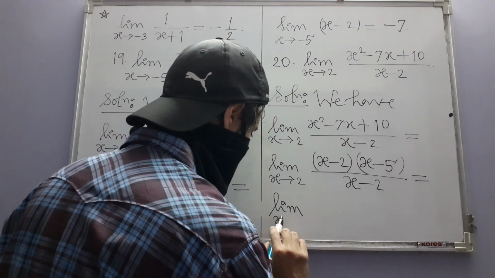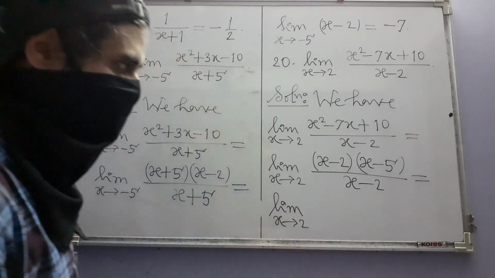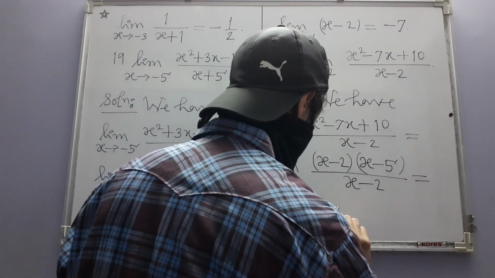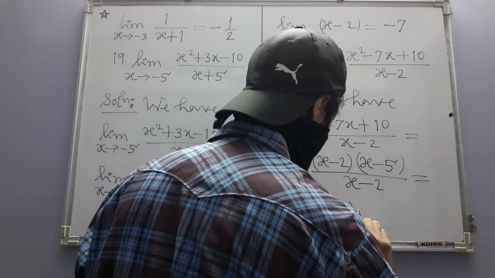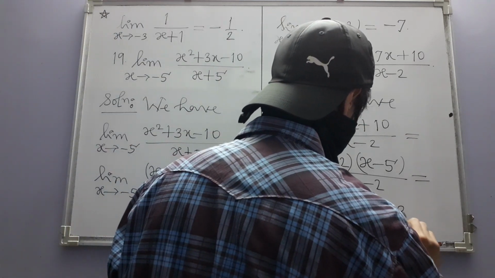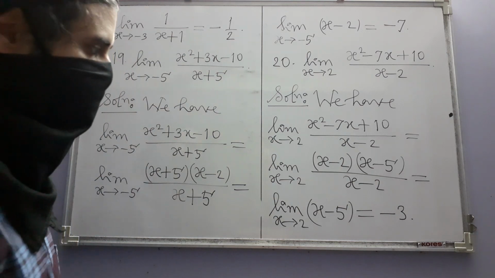Again, because x is only approaching 2, it's not equal to 2, so x minus 2 is non-zero, so you can cancel these two x minus 2's, and that leaves you with x minus 5. Substituting 2 for x, we get minus 3.